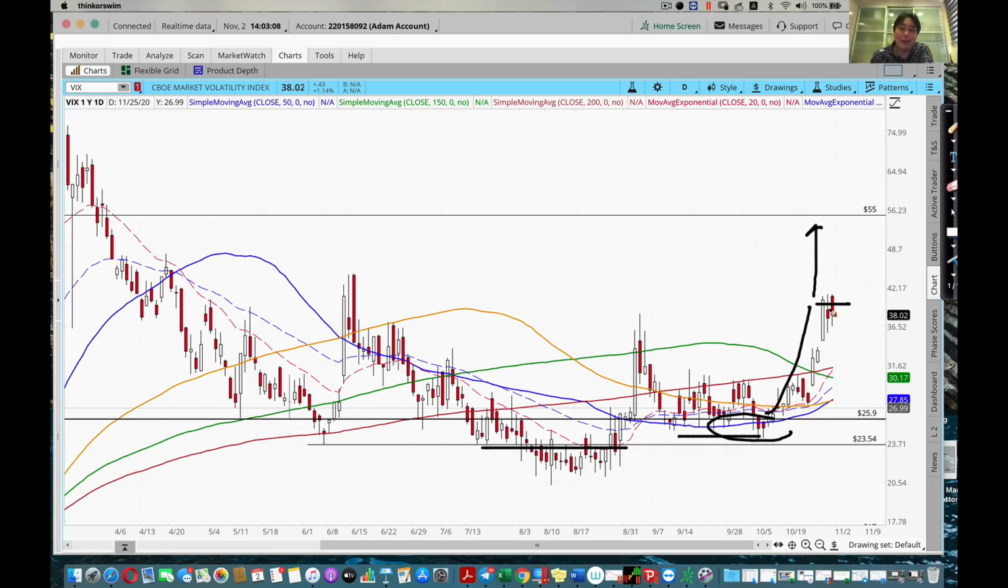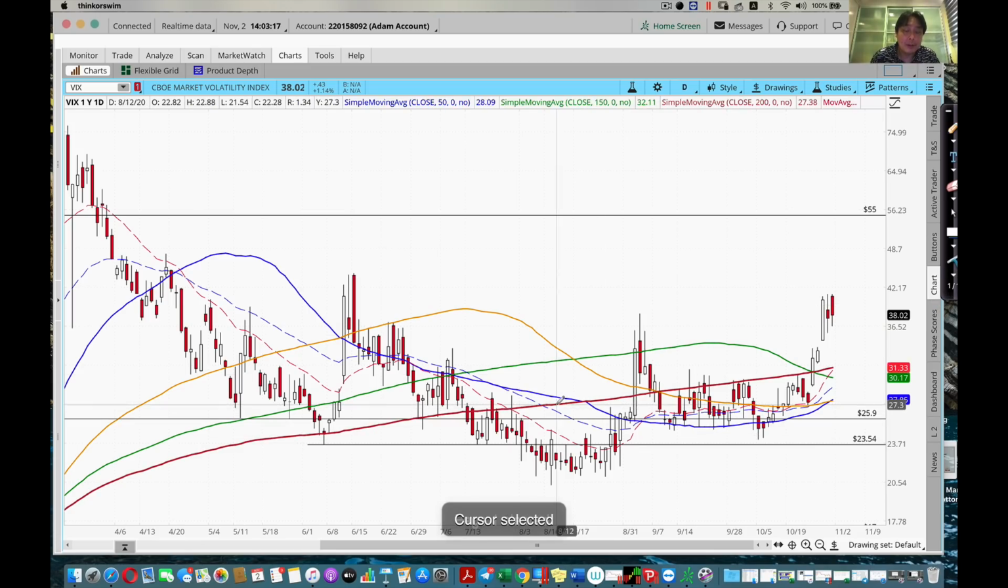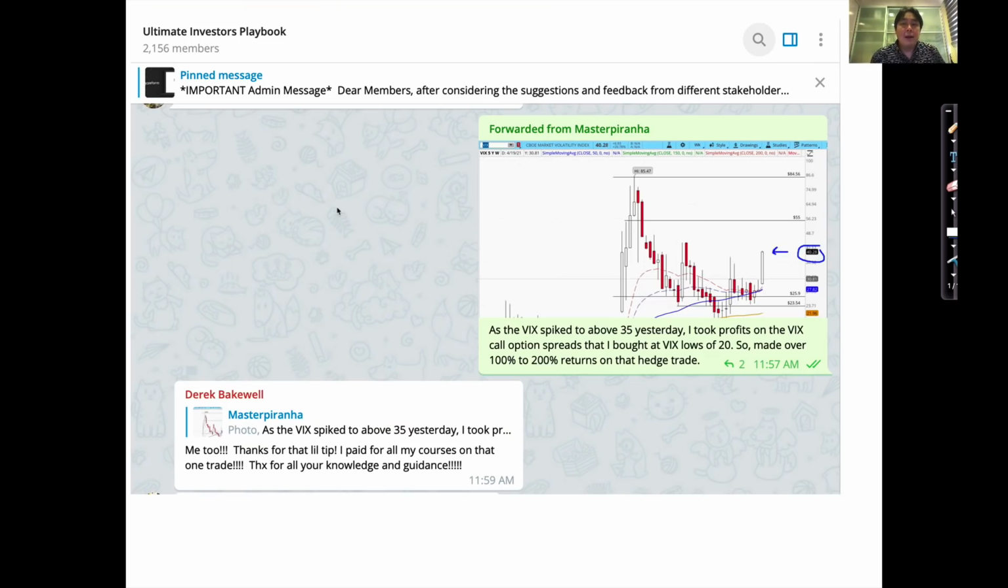But you never know, right? Right now, it's gone up to about 39, which was the recent high, and a great place to take profits. So you can see my Telegram chat group in the Ultimate Investors Playbook. This was my trade, which I called, and I exited the trade as the VIX spiked to above 35 yesterday. I took profits on the VIX call option spreads that I bought at the lows of 20. So I made over 100 to 200% returns on that hedging trade.